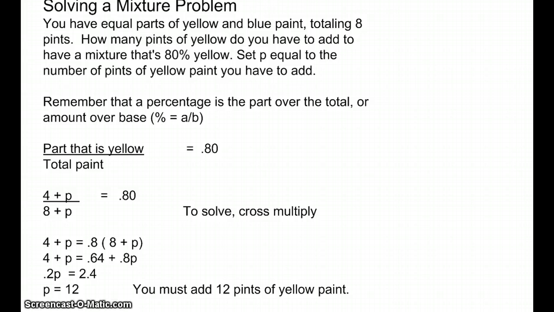Now remember what that means. We set up our variable so that P equals the number of pints of yellow paint you're going to add. So you just calculated that 12 pints of yellow paint have to be added to make this bucket of paint 80% yellow. That's the way you'll always do these mixture problems.